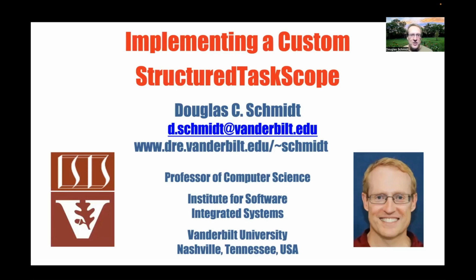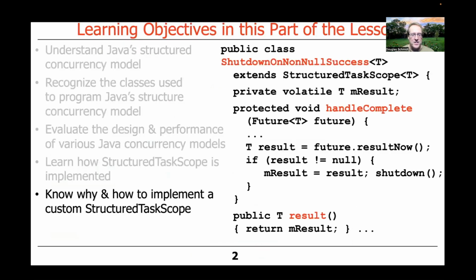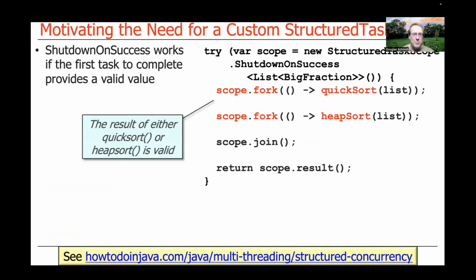So now that we looked at the implementation of structured task scope and shutdown on failure, shutdown on success, let's talk about how and why you might want to implement a custom structured task scope. So let's start by motivating things.